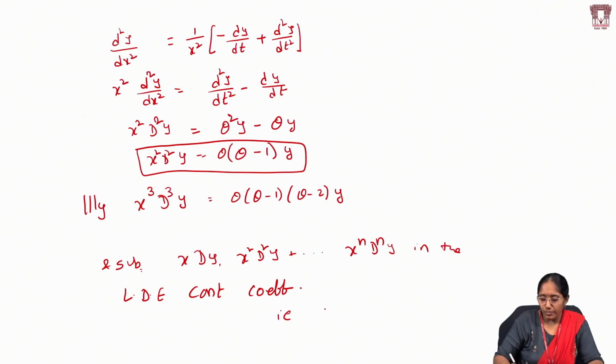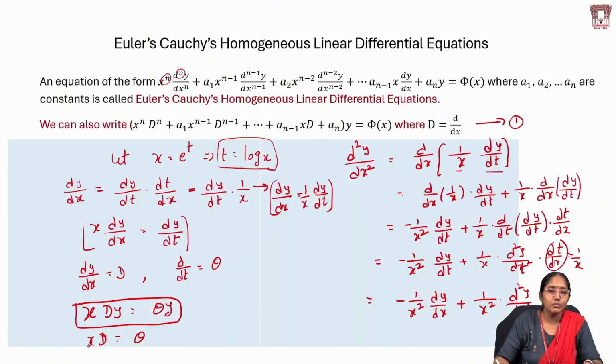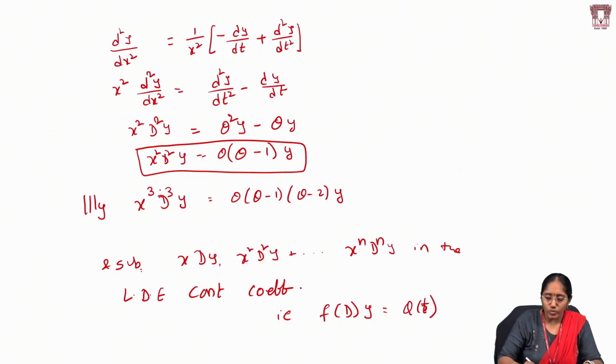That is of the form f of D into y is equal to Q of t, because we are substituting x as e power t on the right hand side also. In both LHS and RHS, we completely substitute in terms of t, as x is equal to e power t and x dy is equal to theta y, and x square d square y is replaced with theta into theta minus 1 into y, and so on. The total equation is reduced to an LDE with constant coefficients.